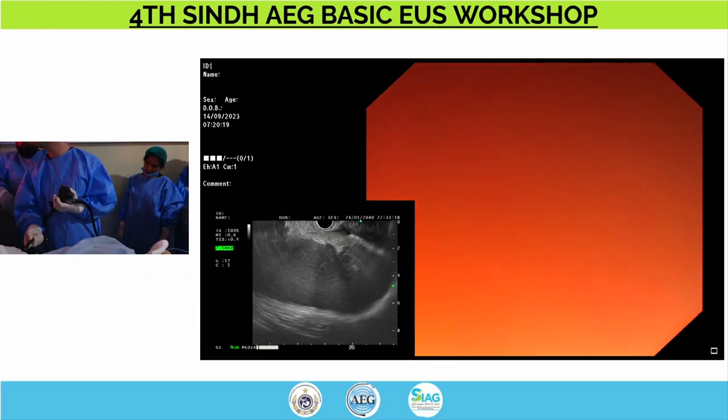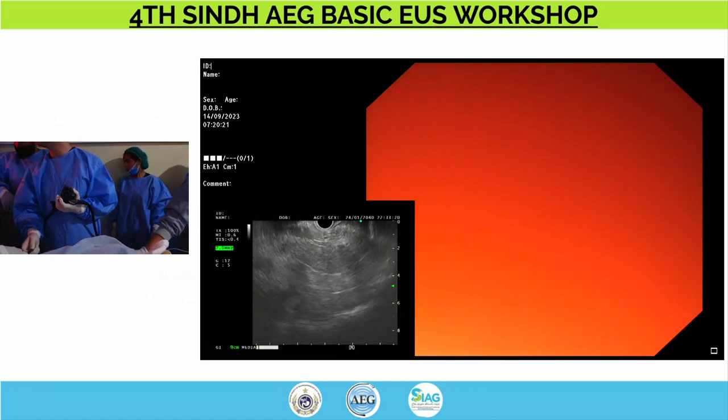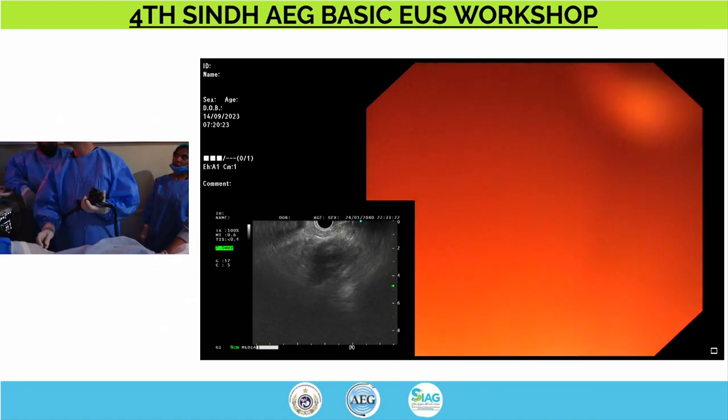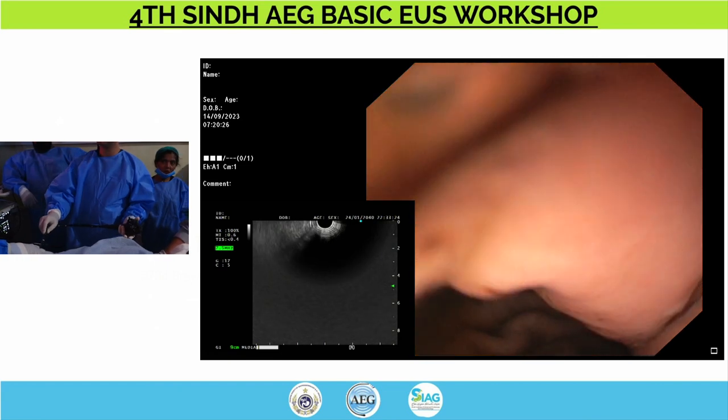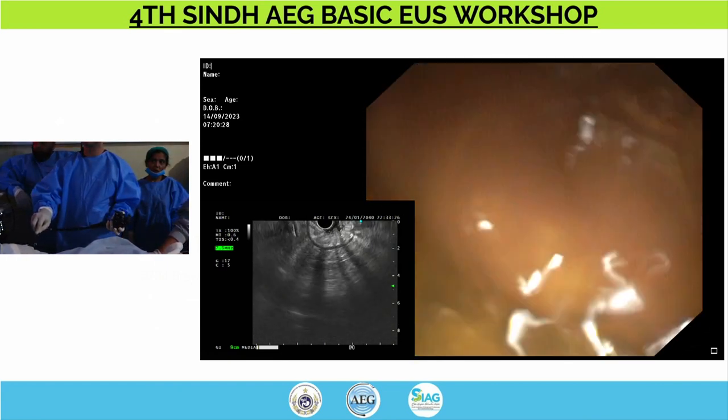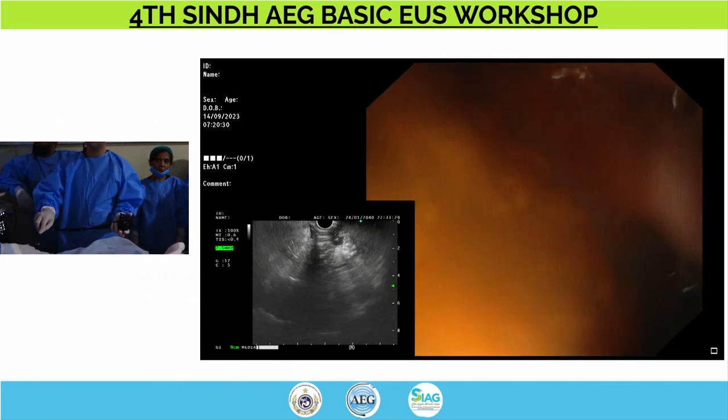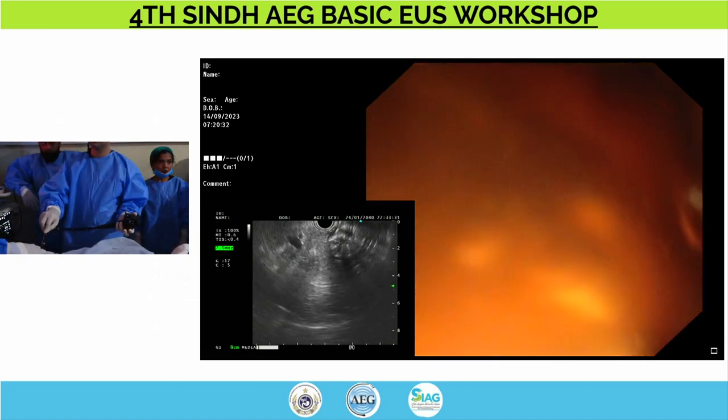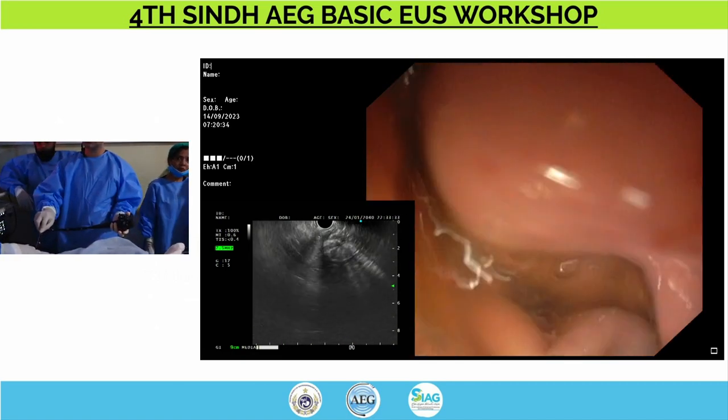We're back in action. Yeah, we're fine. He had a bit of a transient desaturation episode, so we're taking a quick look at the mass, and then if the patient is stable, we can do the rest of it. Just trying to suction the stomach out.